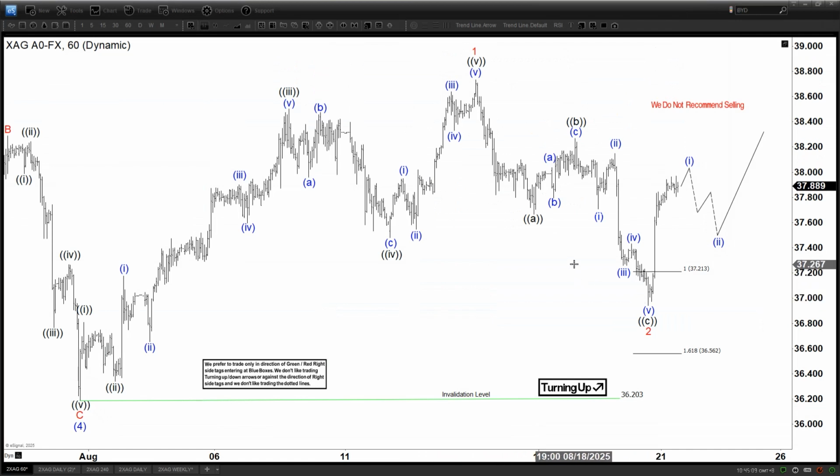Now let me zoom out to give you some ideas where we are and also some alternates. Like I said, this is the daily time frame.